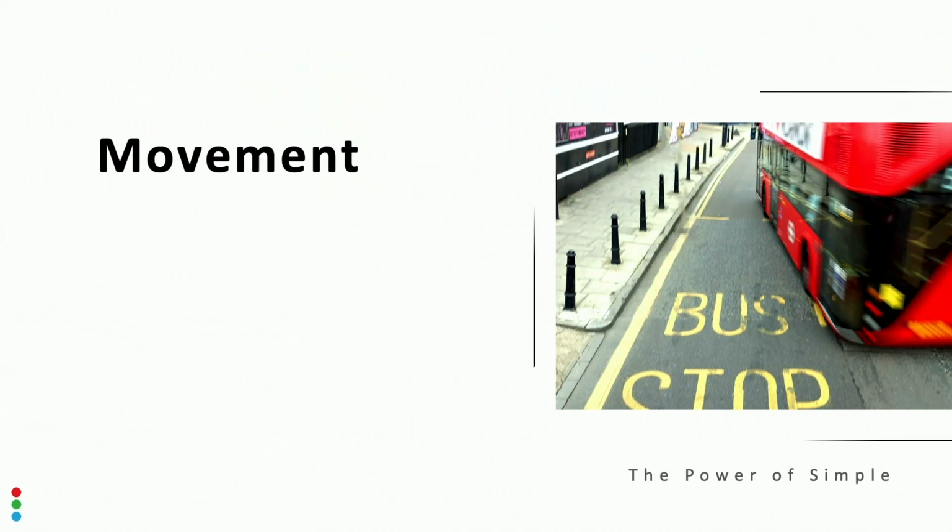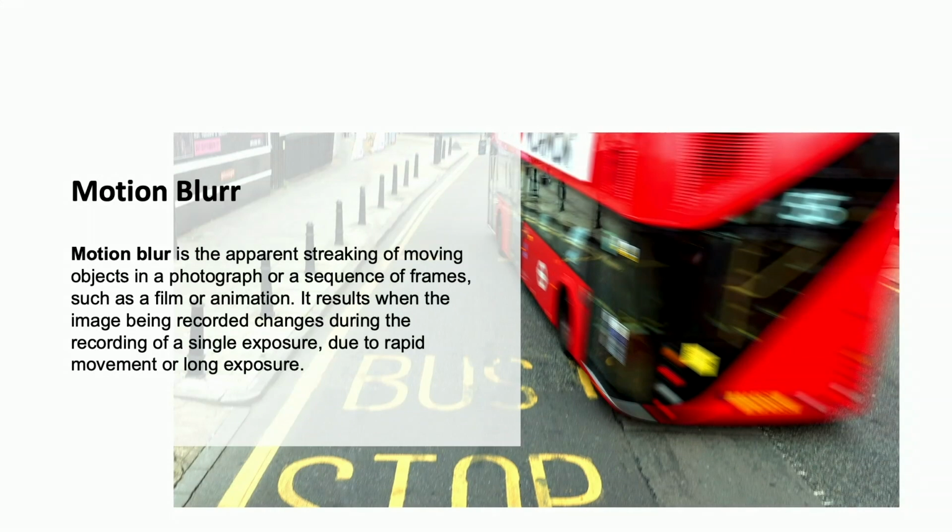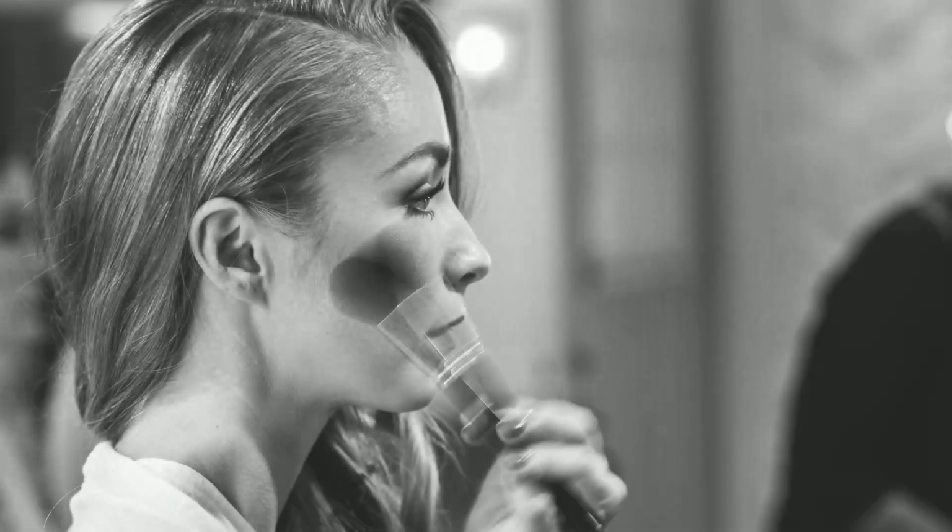But today is movement. We're going to talk about movement, or what other people in the photography industry like to call motion blur. Motion blur, by definition, is the apparent streaking of moving objects in a photograph or sequence of frames, such as film or animation. It results when the image being recorded changes during the recording of a single exposure due to rapid movement or long exposure, right? Motion blur. I like to call it movement.